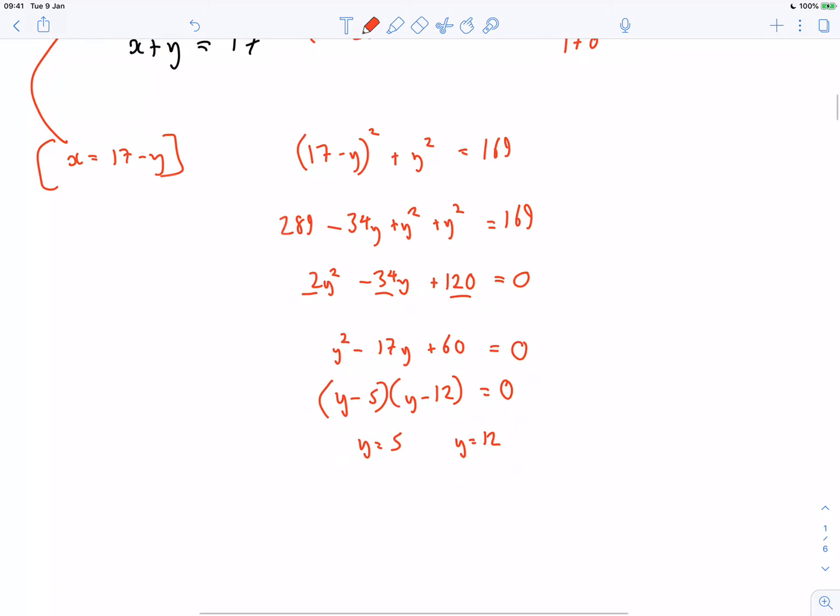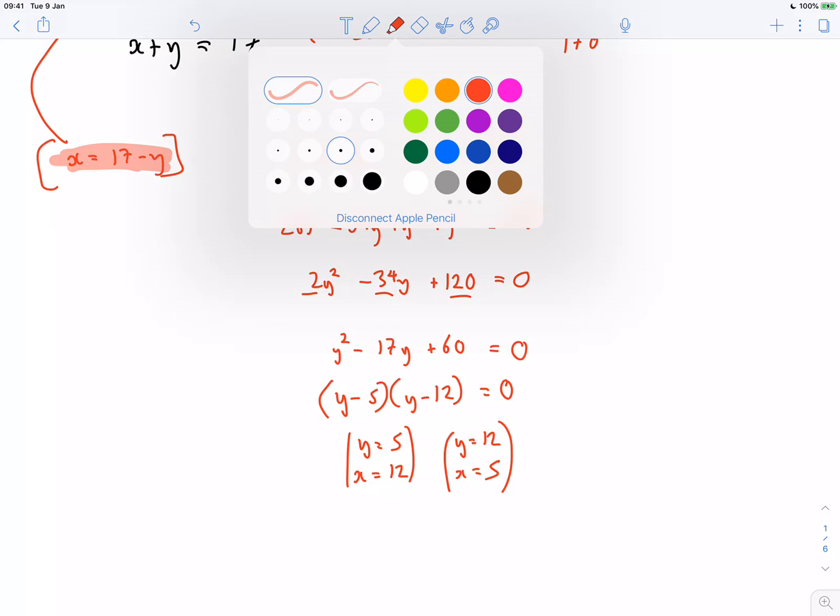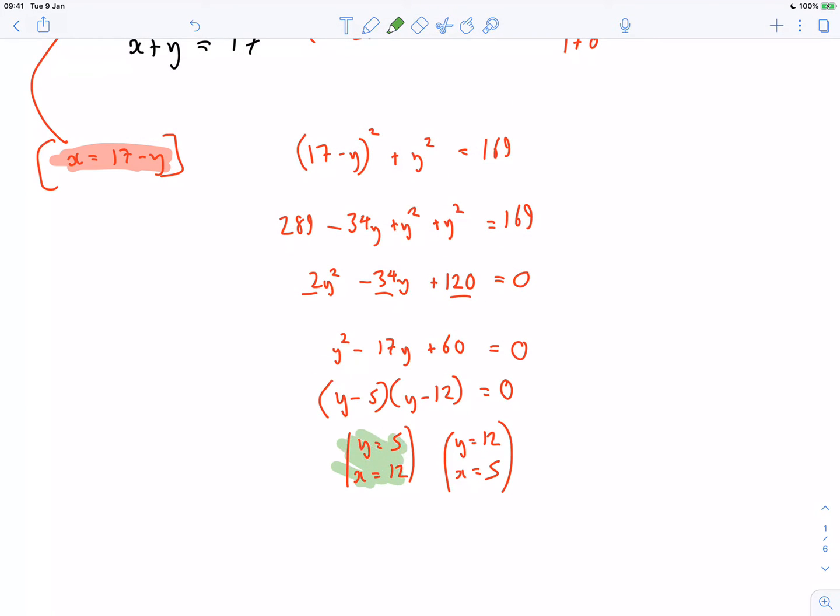And then I look at the linear equation up here that I made the substitution for, and x is just 17 minus y. So if y is 5, x is 17 minus 5, which is 12. And when y is 12, x is 17 minus 12, which is 5. So there's actually two solutions to this set of equations. The point x is 12, y is 5, and the point x is 5 and y is 12.